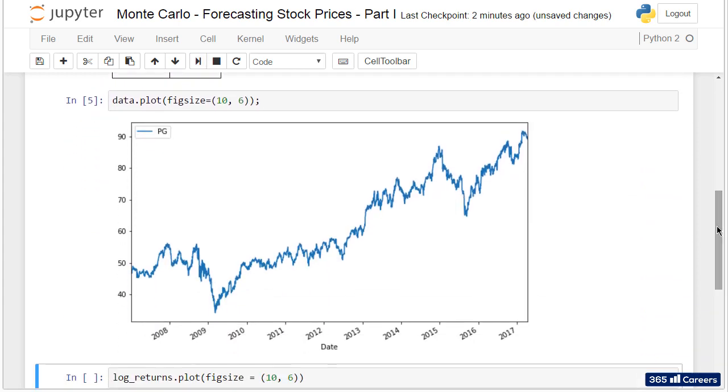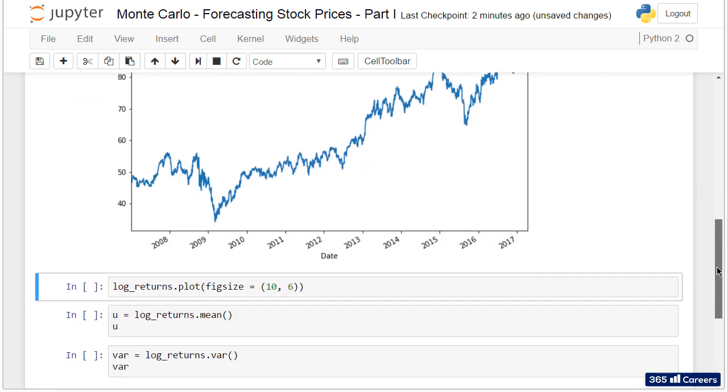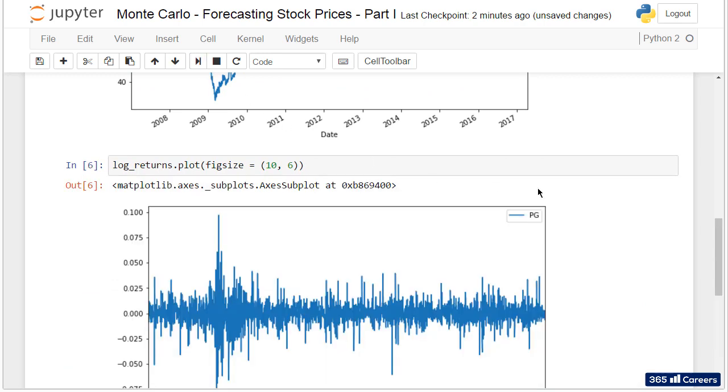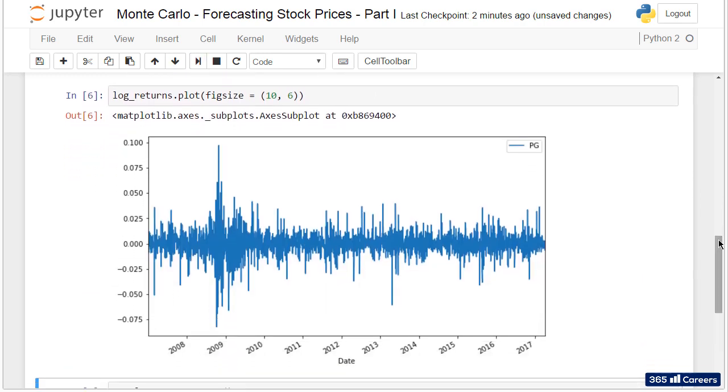In the first graph, we can see P&G's price, which has been gradually growing during the past decade. In the second one, we plot the log returns, not the price, of P&G. The picture tells us the returns are normally distributed and have a stable mean. Great! Now, let's explore their mean and variance, as we will need them for the calculation of the Brownian motion we talked about in our previous lecture.